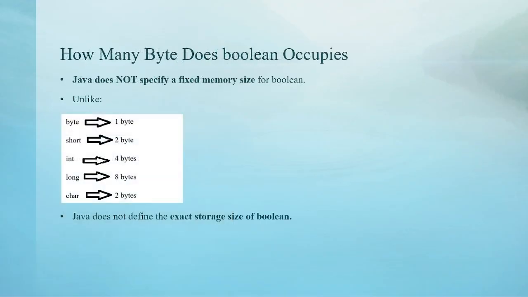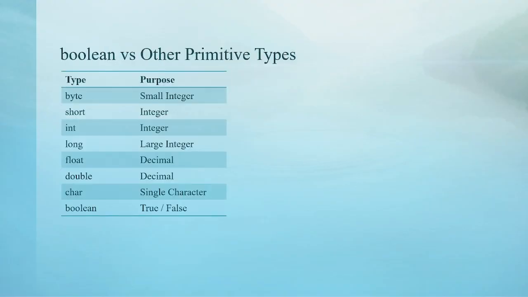For most primitive data types, Java specifies their size, but Java does not specify an exact memory size for the boolean. So we should not simply say that boolean uses 1 byte or 2 bytes. The actual storage representation can depend on the JVM and implementation. Now we can see the role of a boolean among all the 8 primitive data types. Numeric types are used for numbers, char is used for a single character, and boolean is specifically used for logical values, true or false.